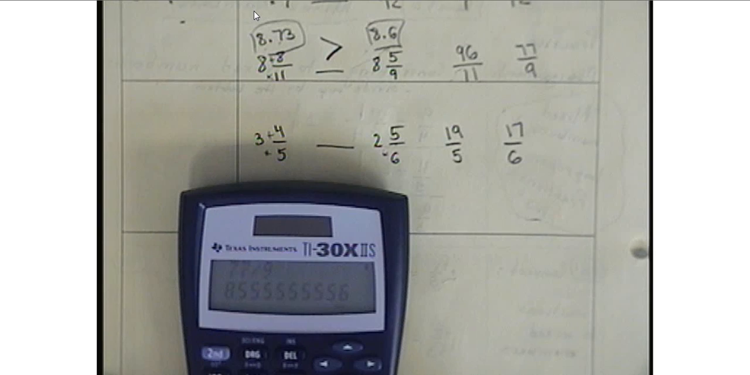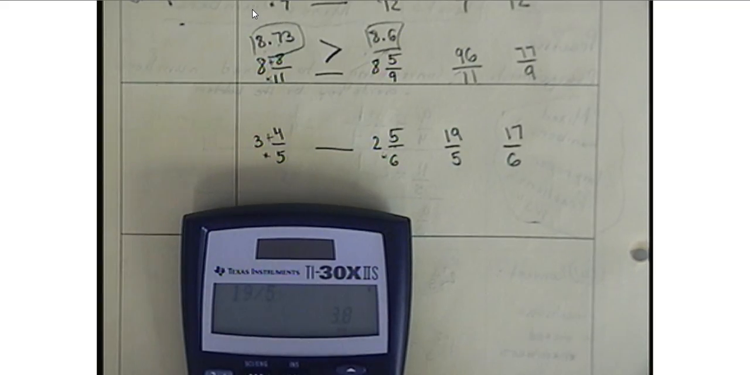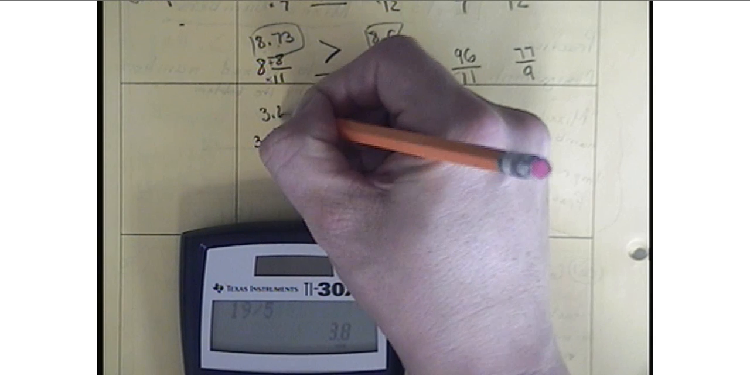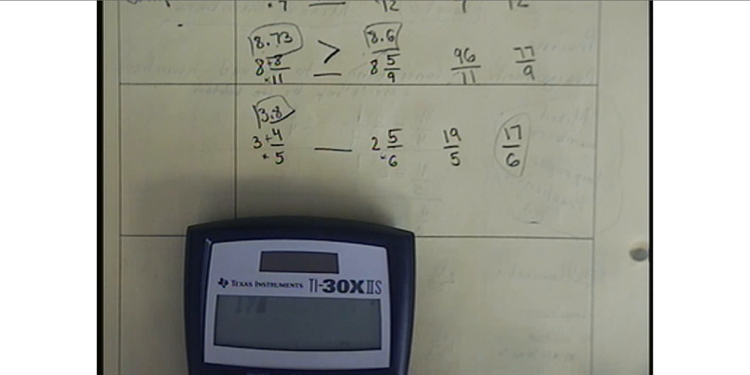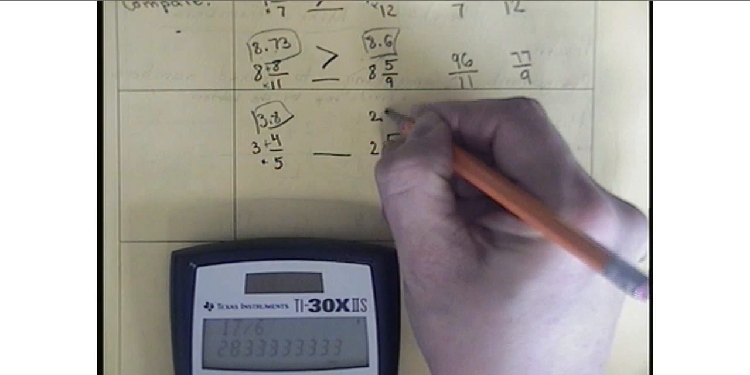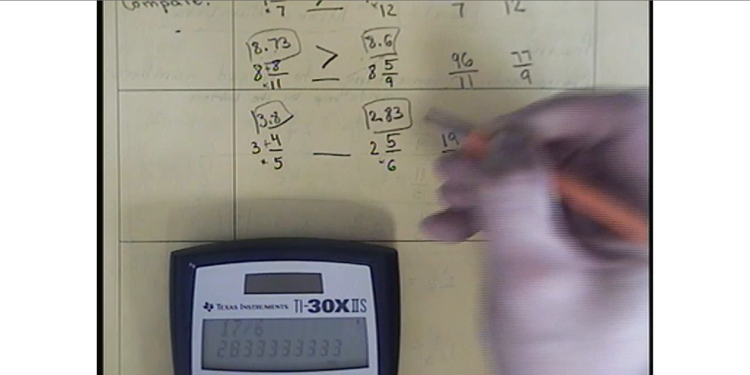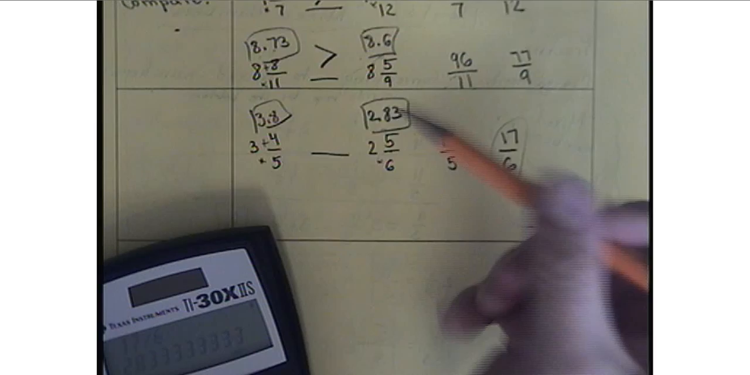so we can see on the calculator, 19 divided by 5 is 3.8. So I'm going to put here 3.8 as a decimal. And then next one will be 17 divided by 6 equals, so we get 2.83. Well, obviously 3.8 is larger than 2.83, so the inequality symbol goes again in this direction. And with that, my last example is completed.